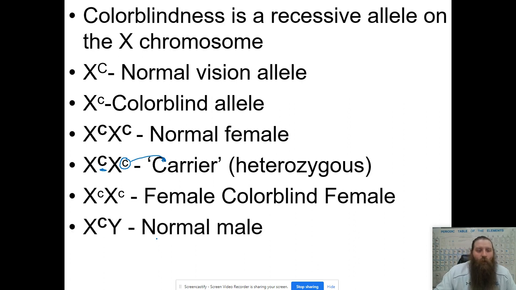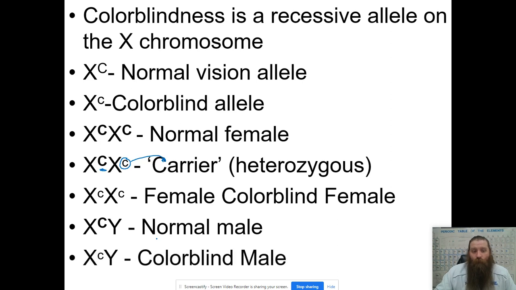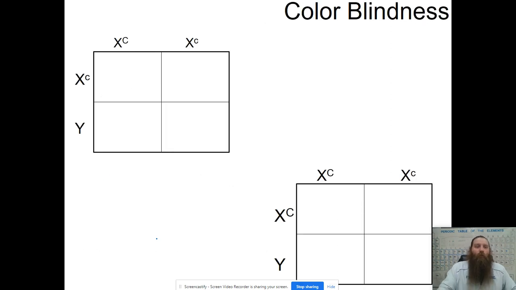For men, you only have either normal vision or colorblind. There is no carrier colorblindness in men. So what's this look like? All right, well, let's do some Punnett squares. So here I have a carrier female with a colorblind male. So X big C, X little c.